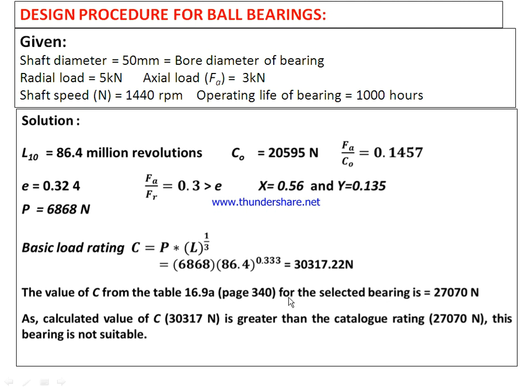for that bearing the catalog rating is 27,070 Newton. Now for this bearing 6210 to be suitable, this calculated value of C must be less than this catalog rating. So as the calculated value of C, which is 30,370 Newton, is greater than the catalog load rating, this bearing is not suitable. Then what next?